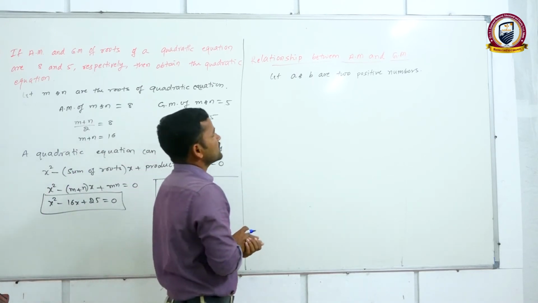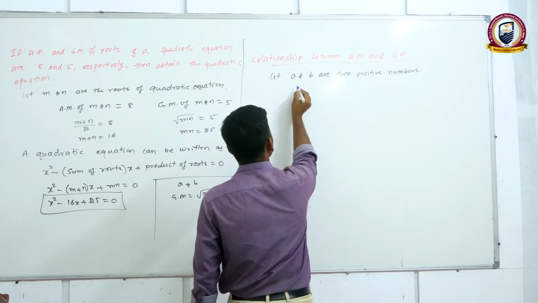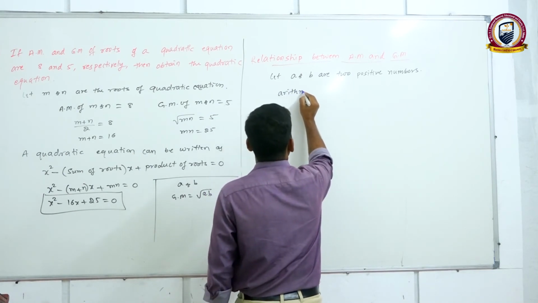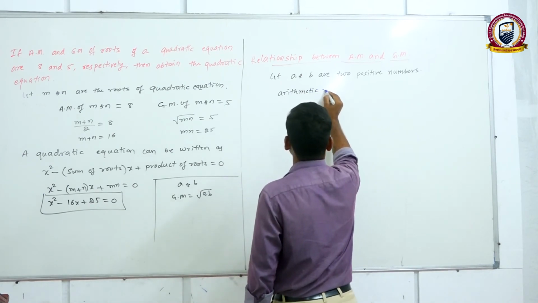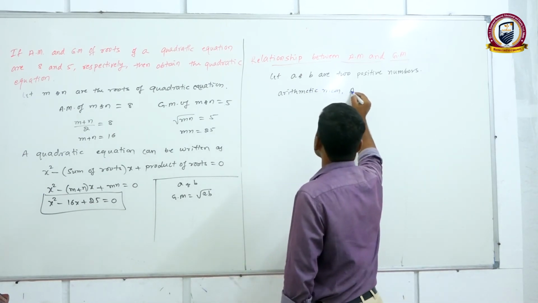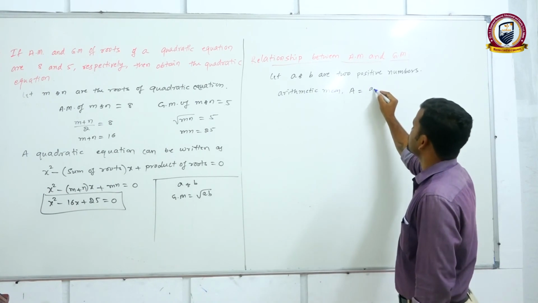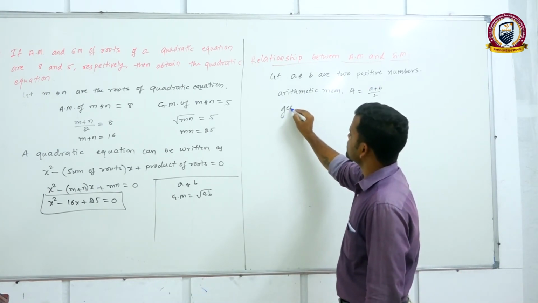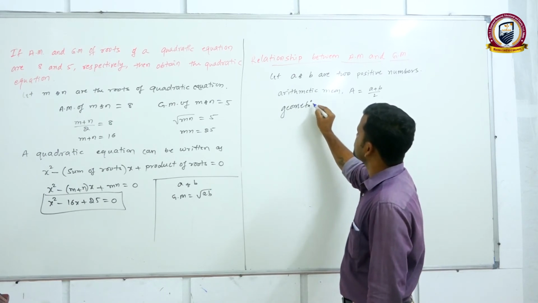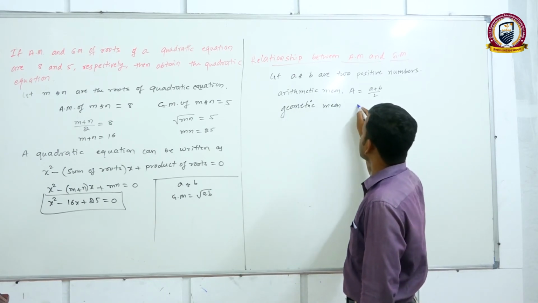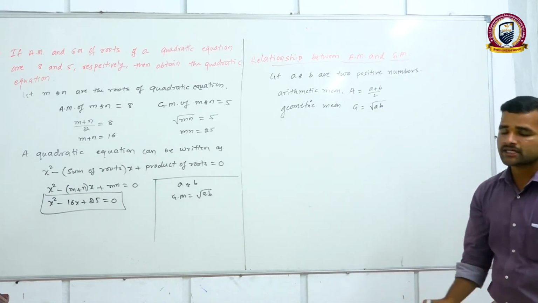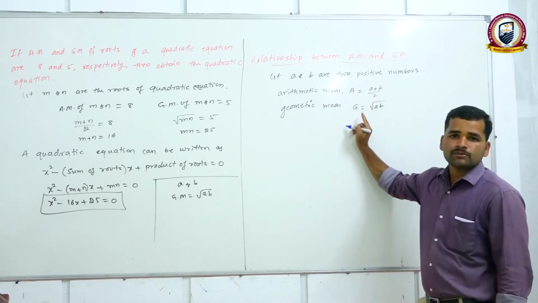Okay, let a and b be two positive numbers, then arithmetic mean, I will take that as A only. A is equal to a plus b by 2. Next, geometric mean, I will take that one as G, which is equal to root ab. I want to check which one is bigger among these two.